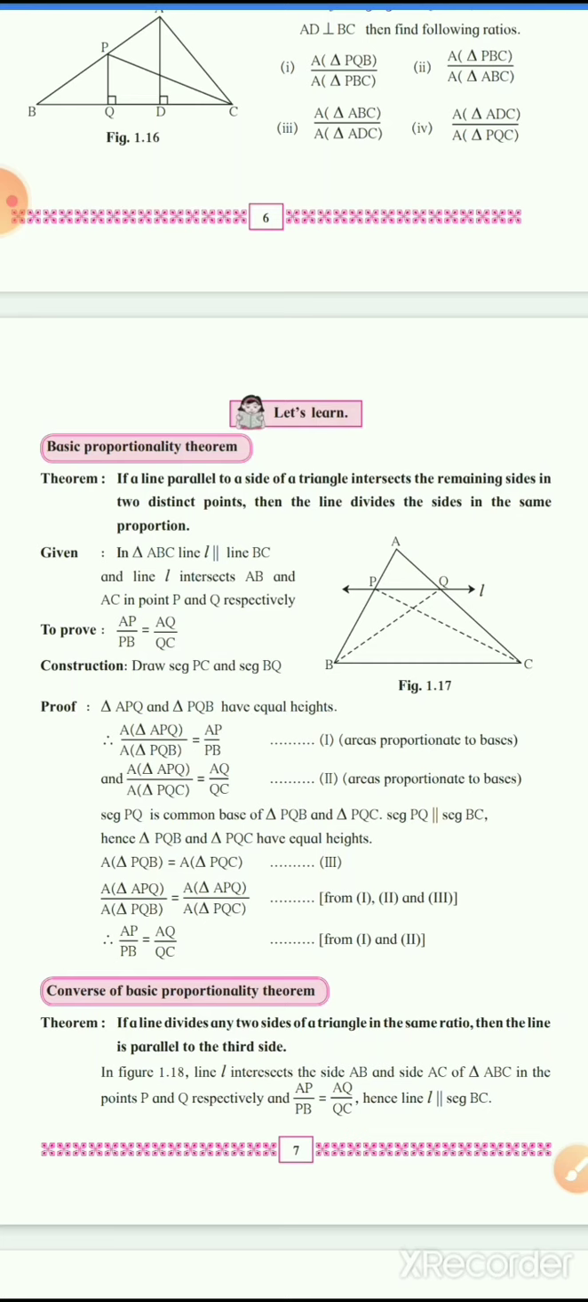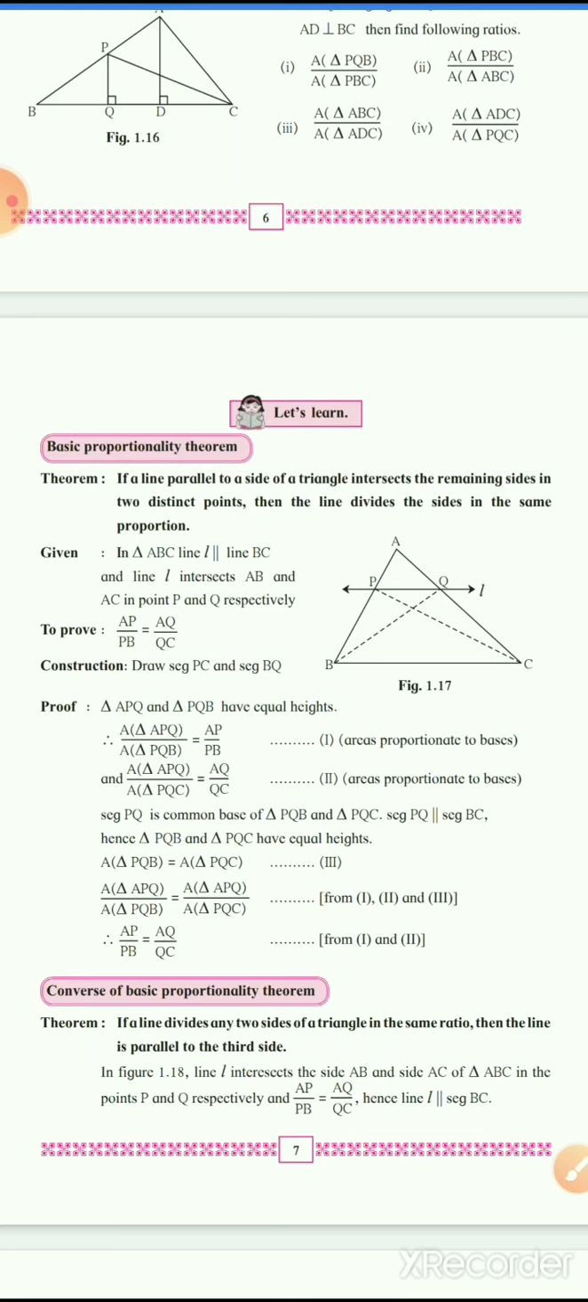Here number 1, area of triangle APQ upon area of triangle PQB is equal to AP upon PB, number 1, and area of triangle APQ upon area of triangle PQC is equal to AQ upon QC, number 2. The reason is same, areas proportionate to bases. Why? Because they have equal heights.